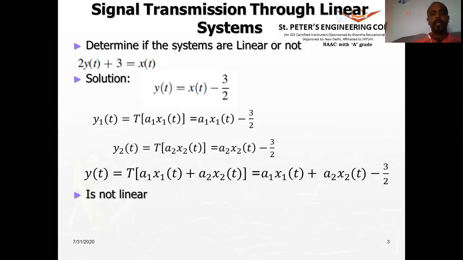Why? Here y of t represents the total response, and y1 of t and y2 of t represent the individual responses, each because of one individual input. All right. So the total response is not equal to the sum of the individual responses. Therefore, the system is not a linear system.